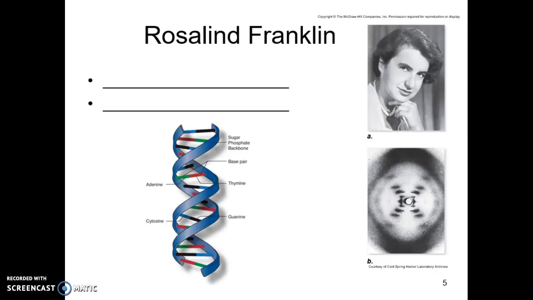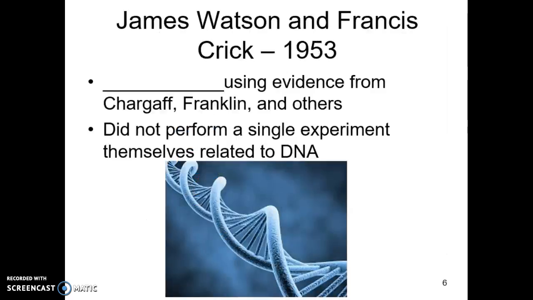So it was the 1950s. In the same lab, in the same facility, were two other scientists that were working on DNA. And these guys are named James Watson and Francis Crick. They cracked the code of DNA in 1953. So they get credit for the structure of DNA using the evidence from Chargaff, Franklin, and others.